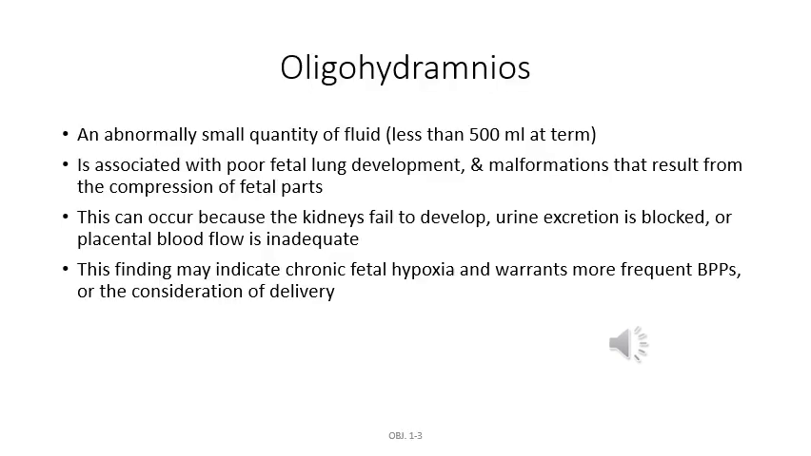So here we're going to discuss oligohydramnios. It is an abnormally small quantity of fluid, less than 500 mL, again at term. It is associated with poor fetal lung development and malformations that result from the compression of fetal parts. This can occur because the kidneys failed to develop, urine excretion is blocked, or placental blood flow is inadequate. This finding may indicate chronic fetal hypoxia and warrants more frequent biophysical profiles or the consideration of delivery.